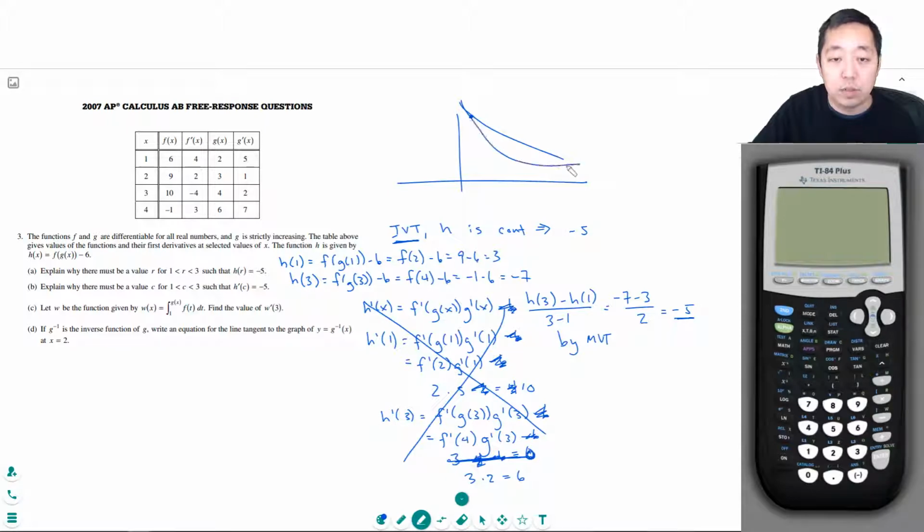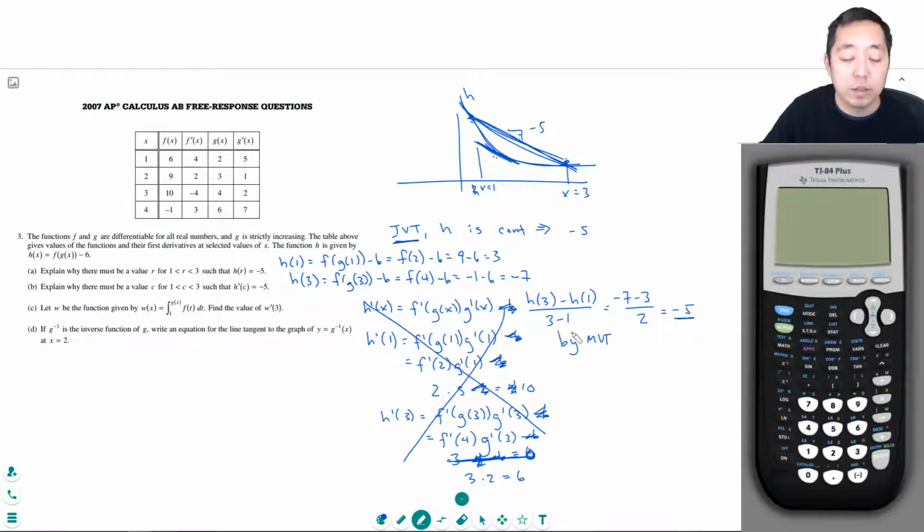Let's put more curve on here. Like this slope here, this is x equals 1, x equals 3. Okay, this is a secant line slope of this curve h. Because this slope is -5, there has to be somewhere along here, because it's differentiable, the tangent line slope equals -5. That's the mean value theorem. So that's the mean value theorem for the second one.